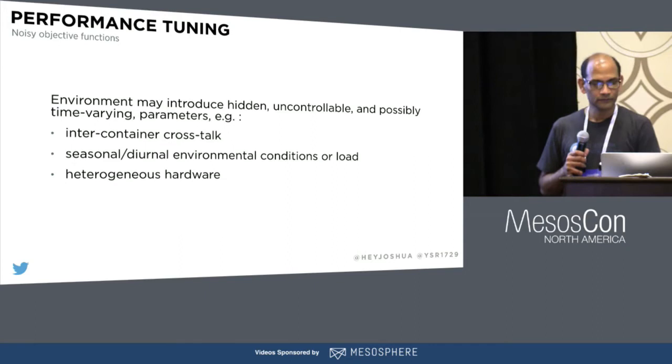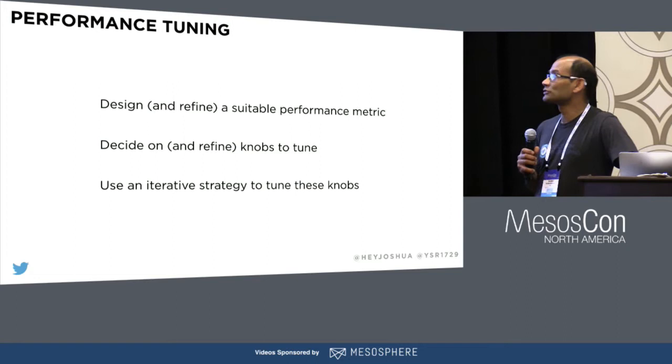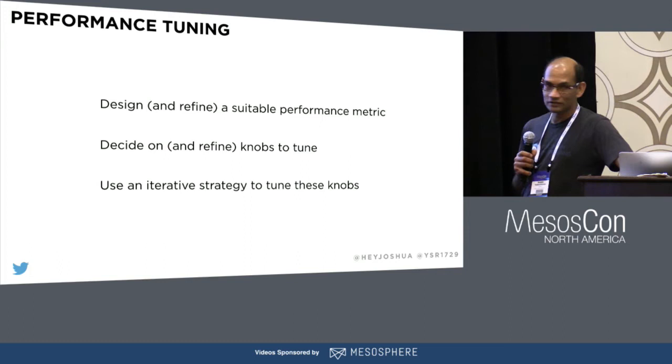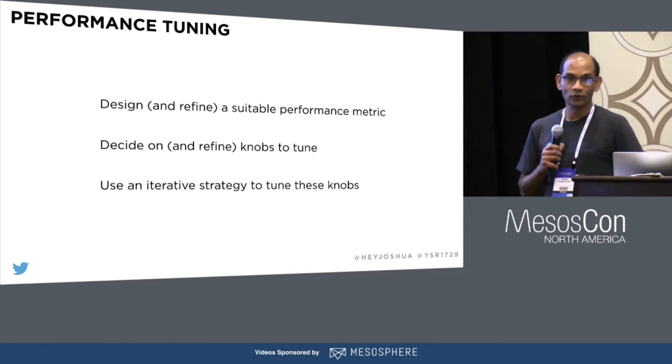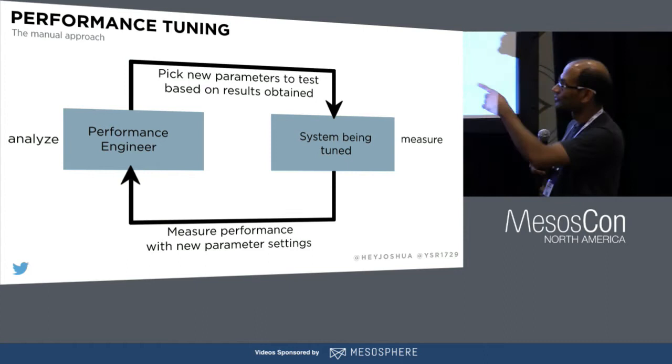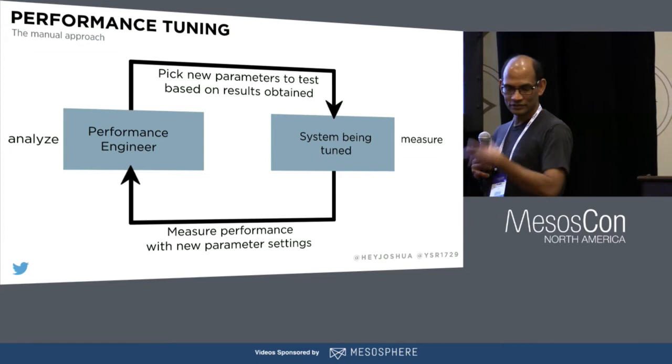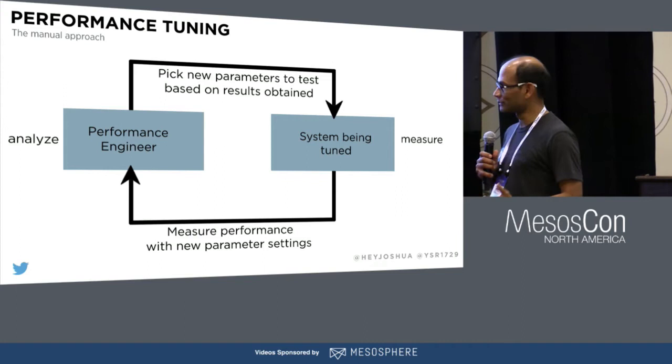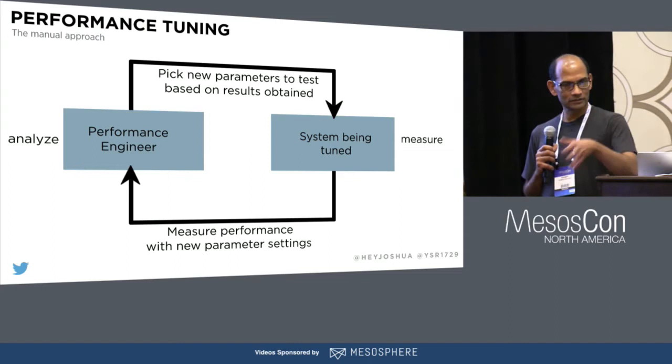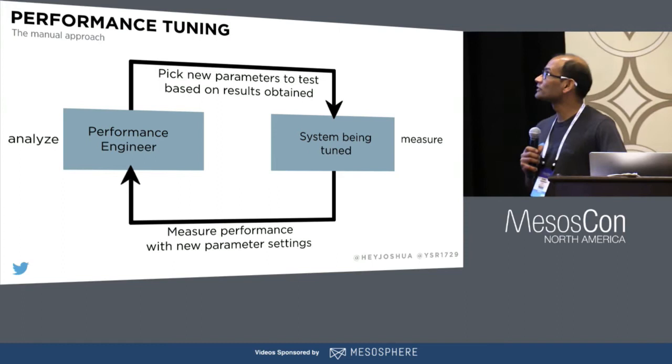So the performance tuning exercise itself would consist of designing a suitable performance metric and then deciding on and refining the set of knobs to tune, and then using an iterative strategy to tune these knobs. And of course, not all knobs are visible to us. So pictorially, that might look like this. The performance engineer picks a set of knobs and picks settings for those knobs, and then starts up the system that he's trying to optimize. He makes some performance measurements of the metric F that he's interested in optimizing. And he makes a couple of these measurements with different settings and tries to figure out the shape of the performance surface.